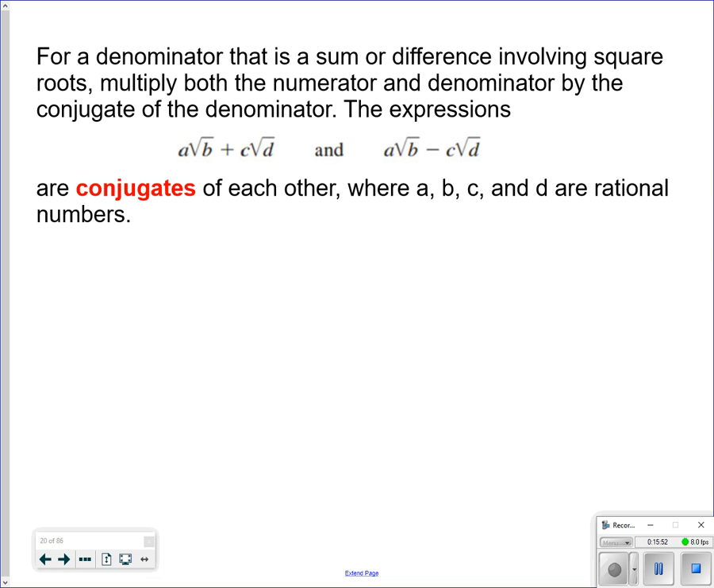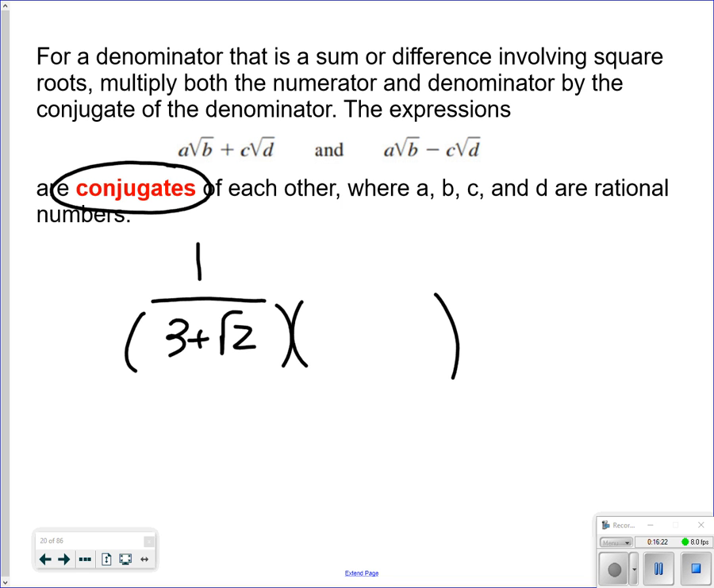Continuing with the fractions now, a denominator that has a sum or a difference. So again, we're talking about the bottom of the fraction. If the bottom of the fraction is a binomial, so if the bottom of the fraction is, let's say, 3 plus square root of 2, if you ever have a radical in the bottom of a fraction and the bottom is a binomial, you need to multiply by what's known as the conjugate. The conjugate would be the same binomial, opposite signed.